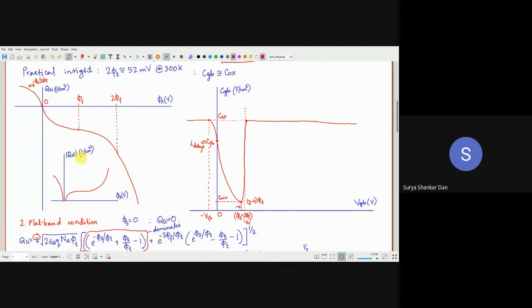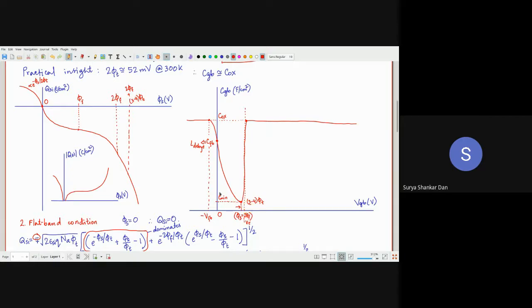But in reality, please remember that QSI will be positive only in the accumulation region. This is the depletion region. This is the weak inversion region. This is the moderate inversion region. And finally, so if I put it here, this is your 2 phi f plus 3 to 4 phi t. So this potential, the surface potential, essentially corresponds to the VT.